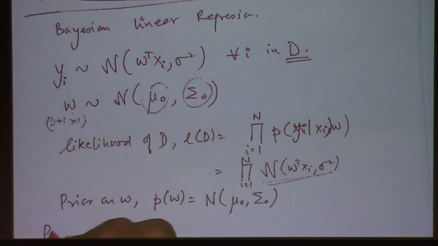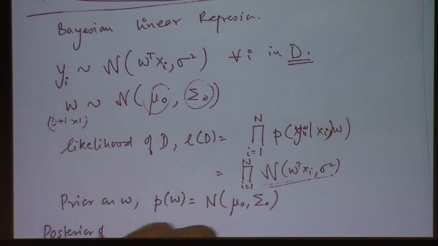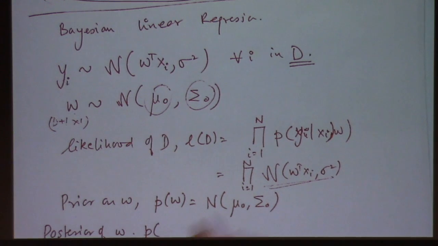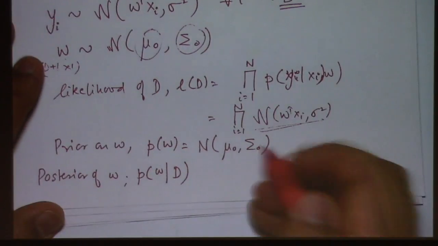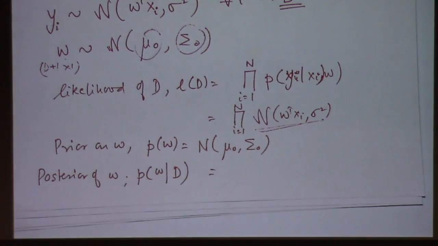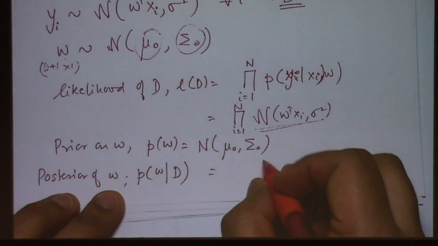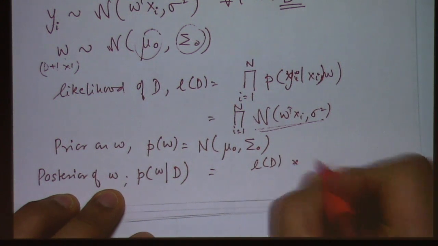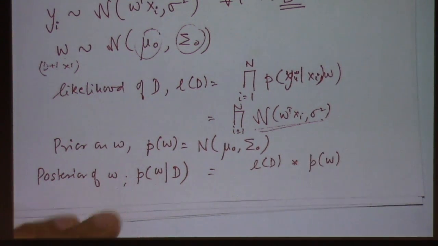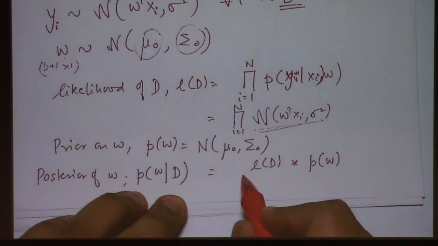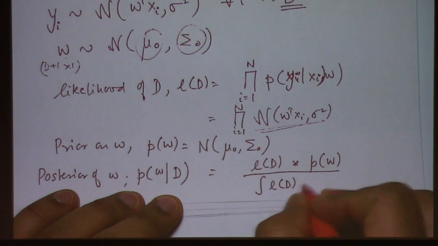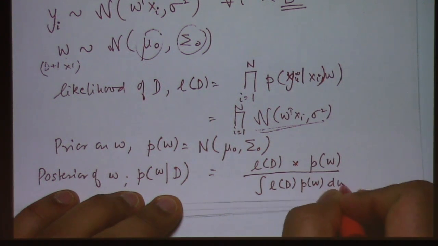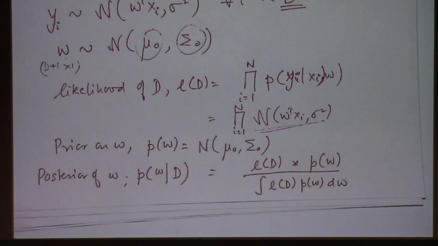And then the posterior on W, which is the probability of W given we have seen the data set. The posterior is likelihood times prior, so it is L of D times P of W. And then, of course, since we want to normalize them, we divide by the integral of L of D P of W dW. So we marginalize over all possible values of W.